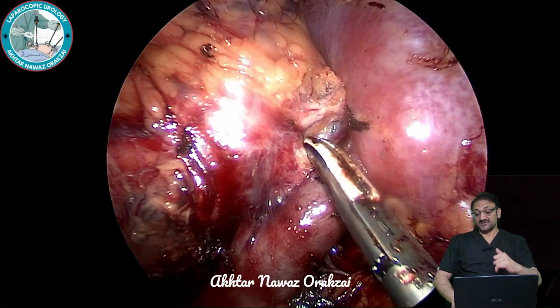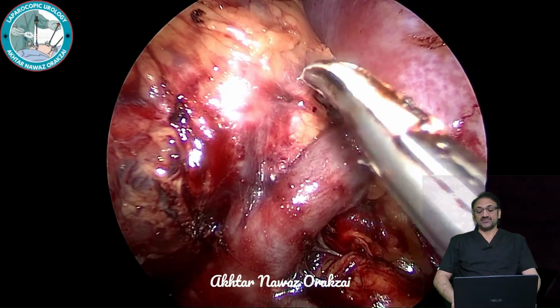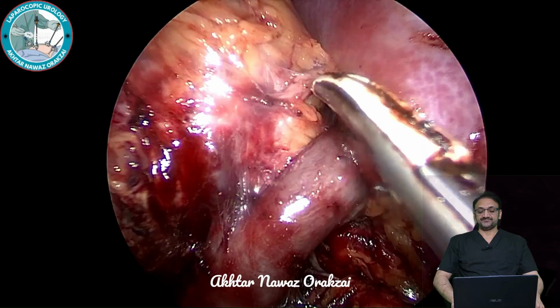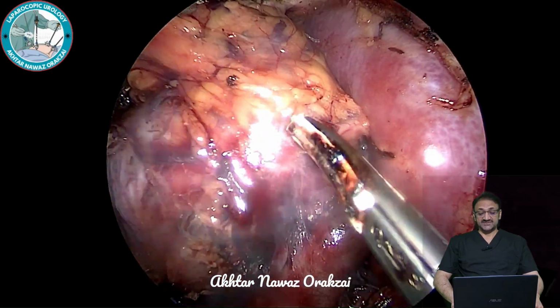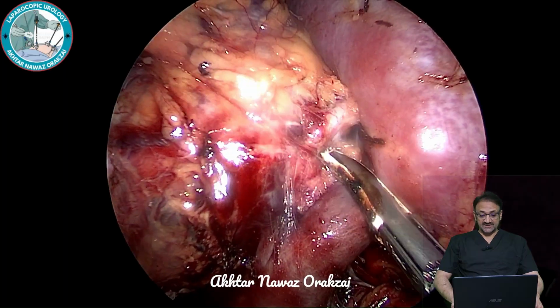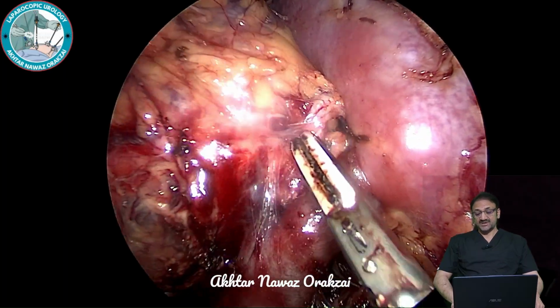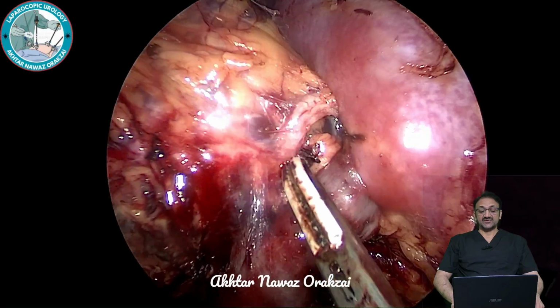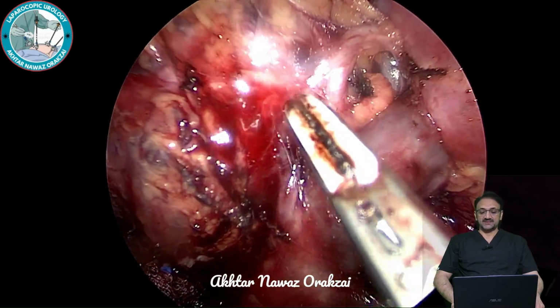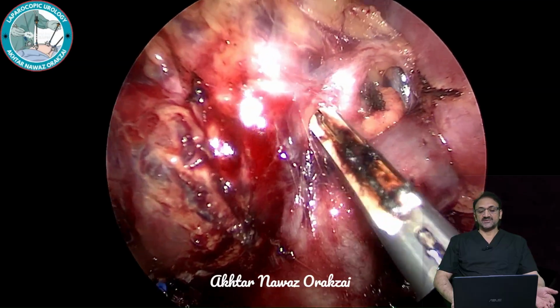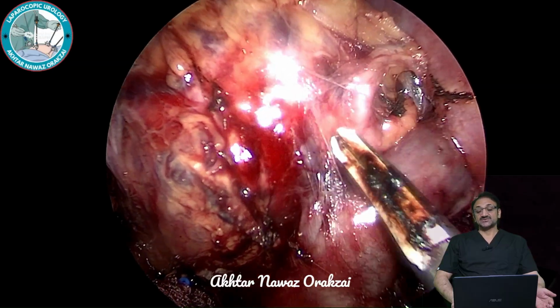So here you can see that at this step, we were about to injure the artery or the branch of the artery which is supplying the upper pole of the kidney. Usually one adrenal artery originates from the branch of the artery to the upper pole of the kidney. That has to be kept in mind.